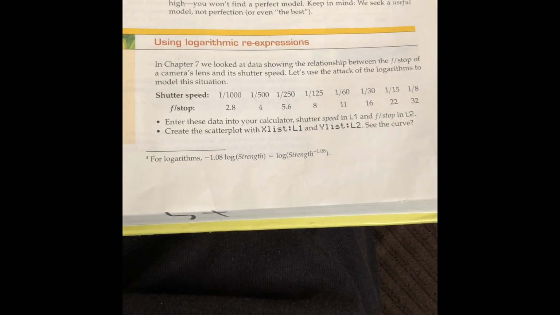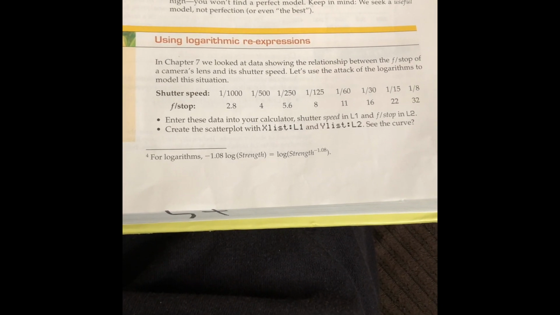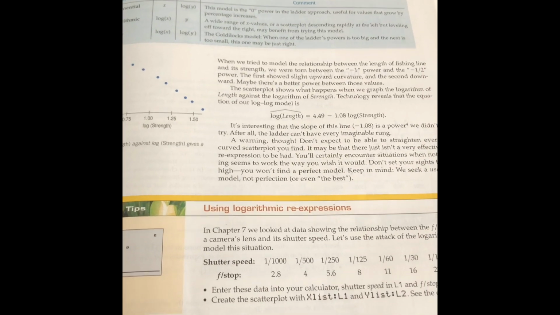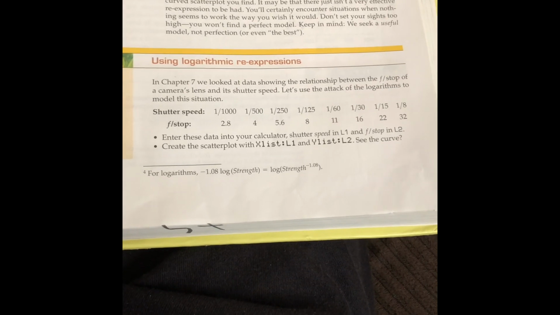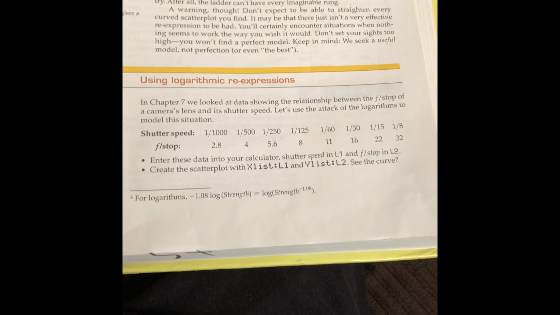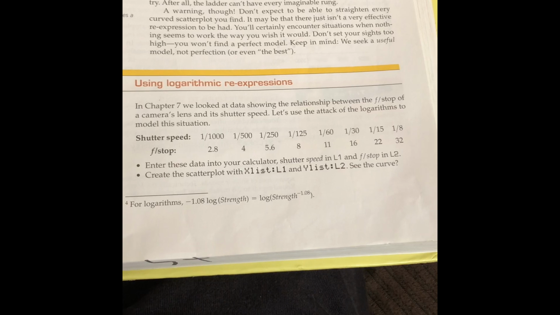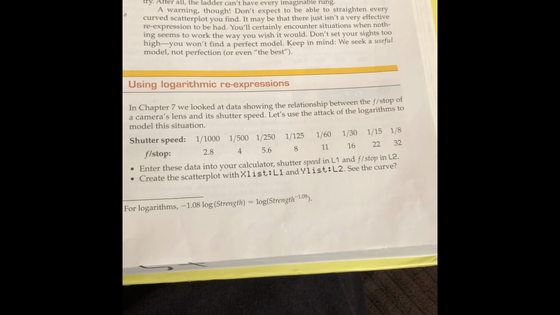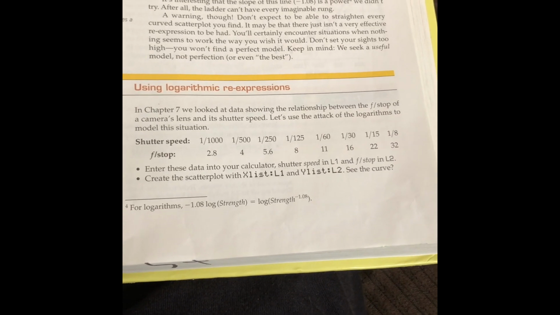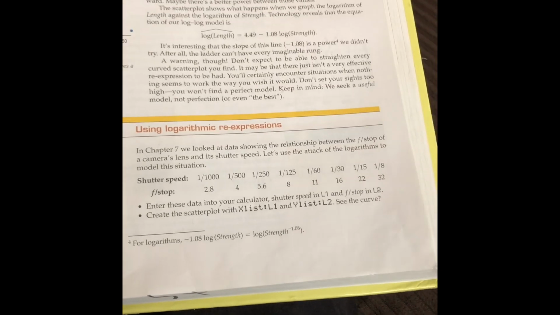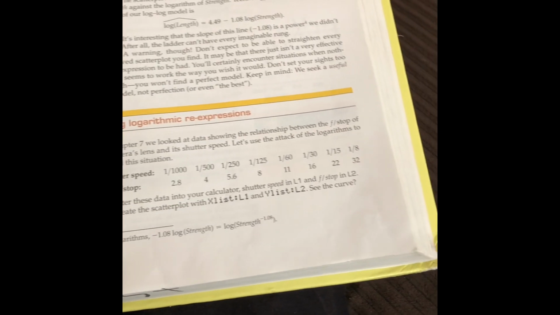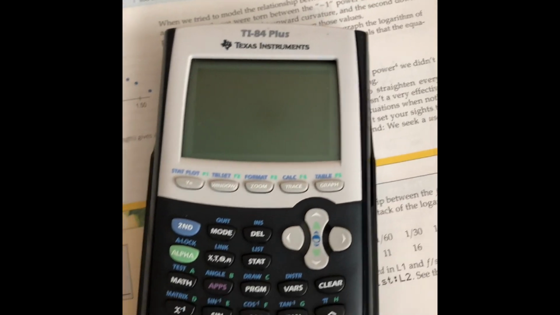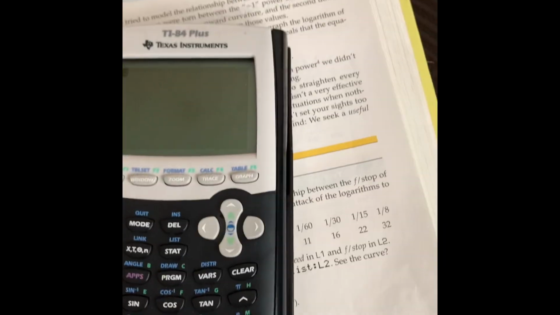So I am going to show you guys a quick example out of the book here where we're using the logarithms in order to re-express some data points. The example talks about the relationship between the f-stop of a camera's lens and its shutter speed. So we're going to use logarithms to re-express the situation. I'm going to show you guys how to put this into your calculator and then how to re-express it in your calculator.